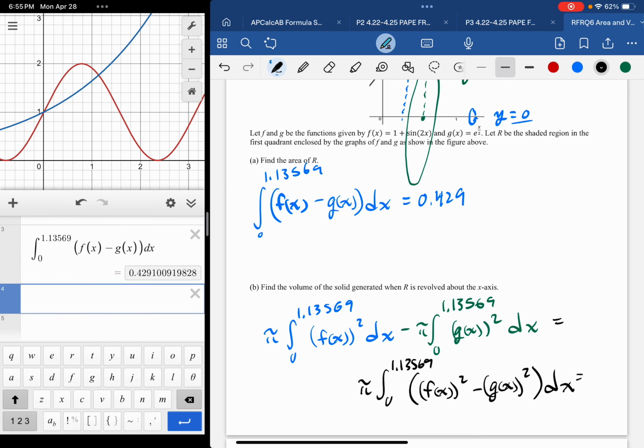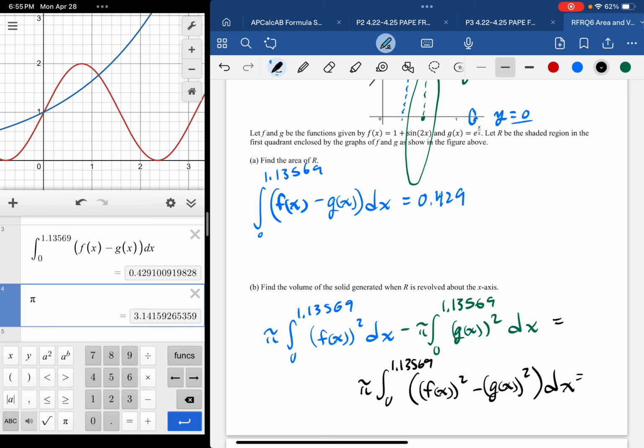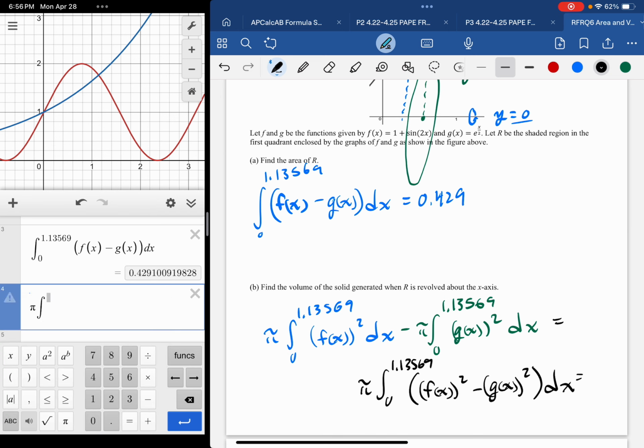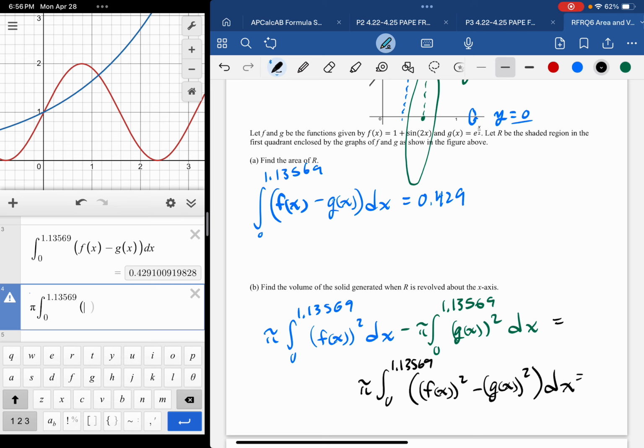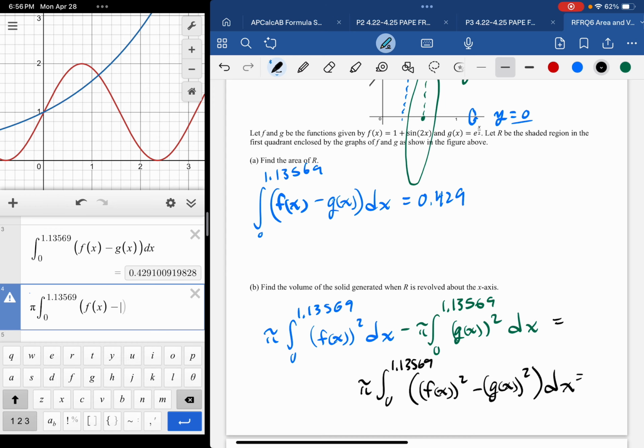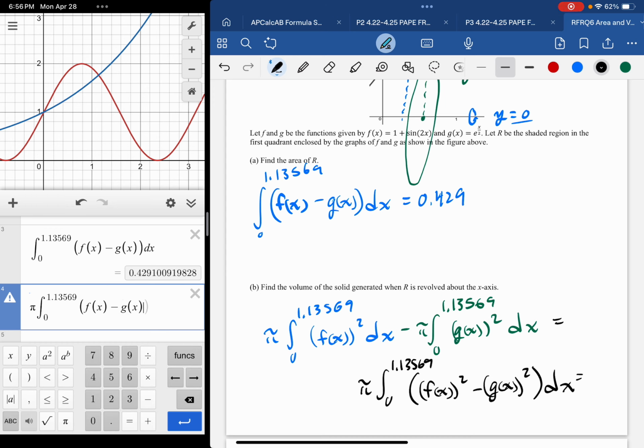So here we go. We have pi, pi, and then we have, I should have typed in int because I was right there. But no, there we go. Function 0, 1.13569. Let me double check. Yep, 1.13569. Make sure I didn't type it wrong. And then open parenthesis, and then we're going to have f of x minus g of x.